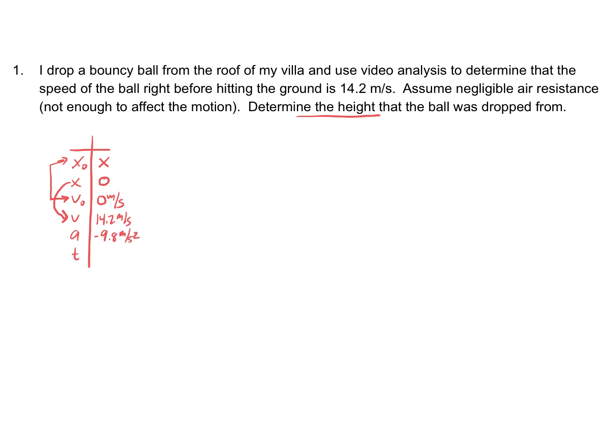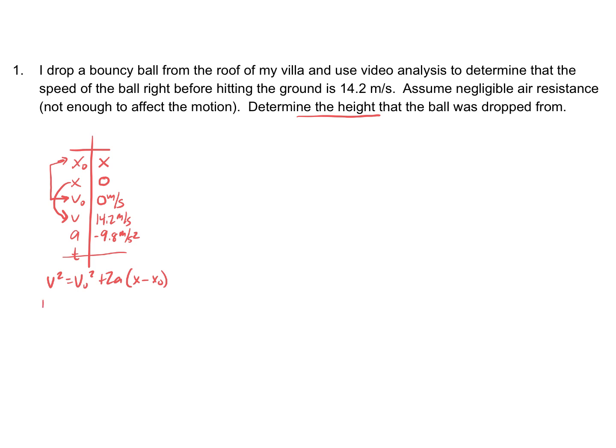So you'll notice I don't have time, but the question's not asking about time, so I'm going to ignore it completely. Time's a nice little guy, but we're going to ignore him this time. And I'm going to choose the kinematics equation that will allow me to answer that question without time. So I'm going to go with that v squared equals v naught squared plus 2a times (x minus x naught). I'm going to go ahead and throw those numbers in.